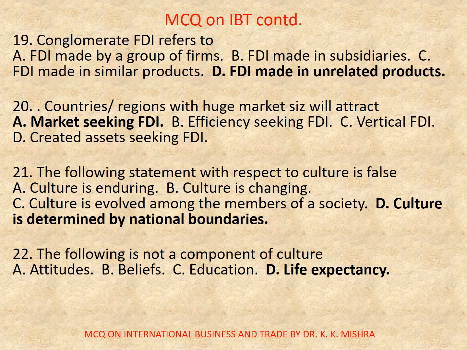Now question number 19. Conglomerate FDI refers to, options are A. FDI made by a group of firms, B. FDI made in subsidiaries, C. FDI made in similar products, D. FDI made in unrelated products. Correct option is D. FDI made in unrelated products.